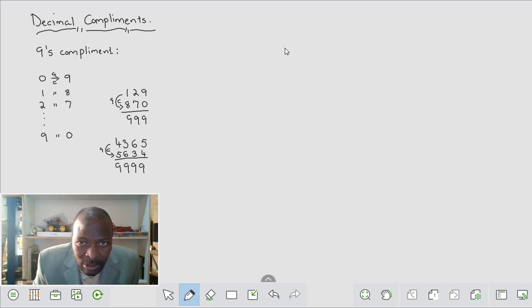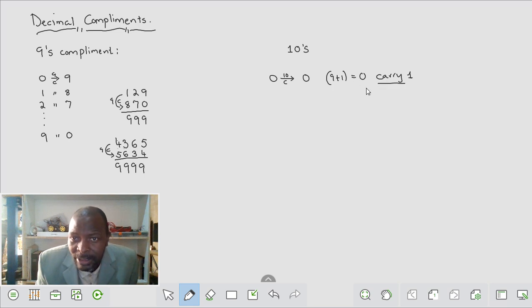Now let's move on to what is called 10's complement. 10's complement is simply 9's complement plus 1. So let's say 0's 10's complement will simply be 0. Why? It would have been 9. 9 plus 1 is equal to 0 carry 1. But we worry about the 0, not the carry. So it will be 0.